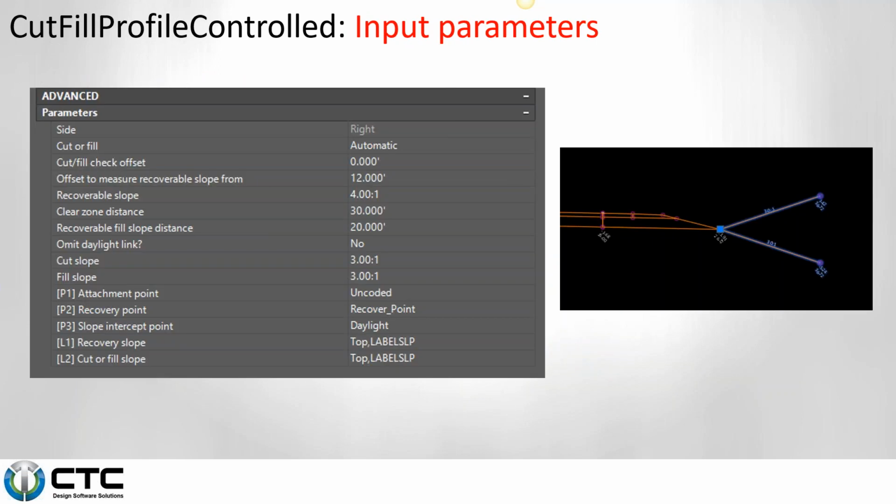The cut fill profile control. I have a handful more input parameters. I see the side. I see cut or fill, cut, fill, check, offset, offset to measurable recoverable slope, recoverable slope, clear zone distance, recoverable fill slope distance, omit daylight link, cut slope, fill slope, and then 3-point codes, 2 link codes that we have the capabilities in there. The key ones to look at here are the cut or fill, and then the cut, fill, check, offset. We'll look at those here in a second.